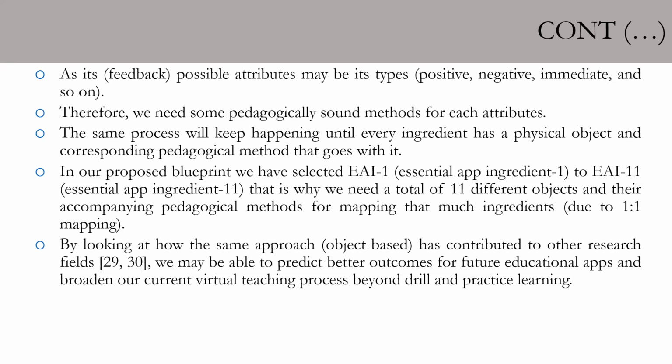In our proposed blueprint, we have selected essential app ingredients 1 to 11. That is why we need a total of 11 different objects and their accompanying pedagogical methods, for mapping that many ingredients, due to the one-to-one mapping between the app attribute and the methods of the attribute.